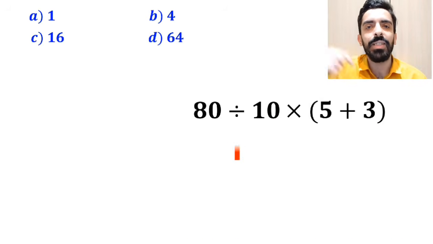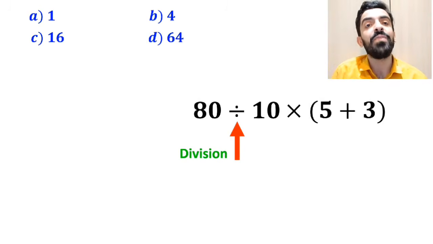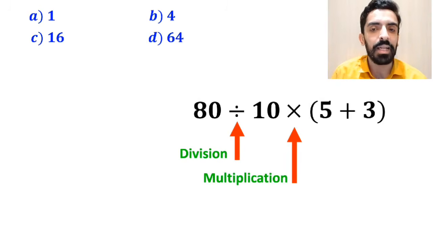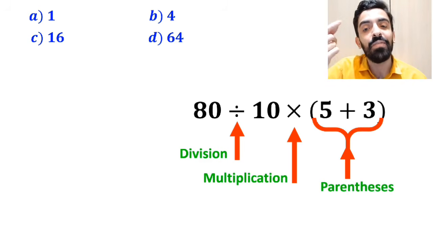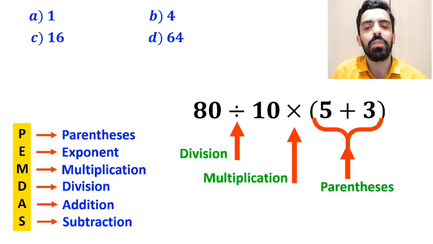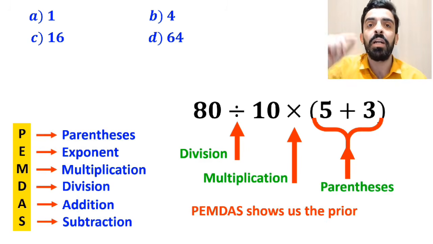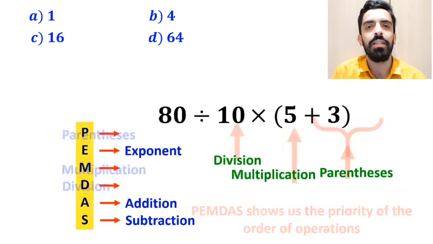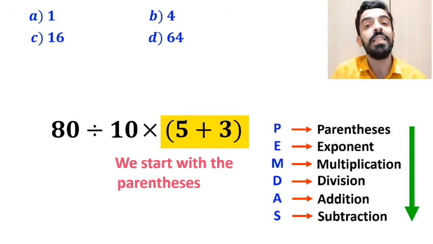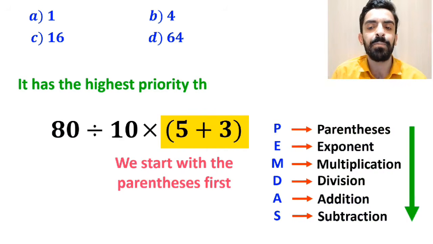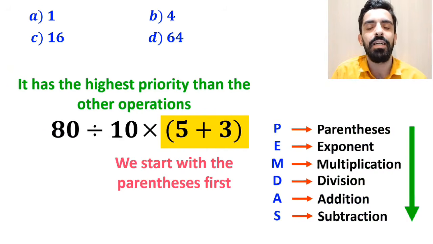As you can see on the screen, in this expression, first we have a division sign, followed by a multiplication sign, and finally parentheses. To solve this question, we need to use the PEMDAS rule. PEMDAS shows us the priority of the order of operations. So, we start with the parentheses first, because it has the highest priority among the other operations.